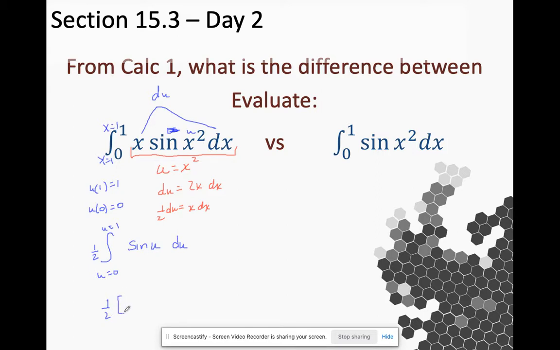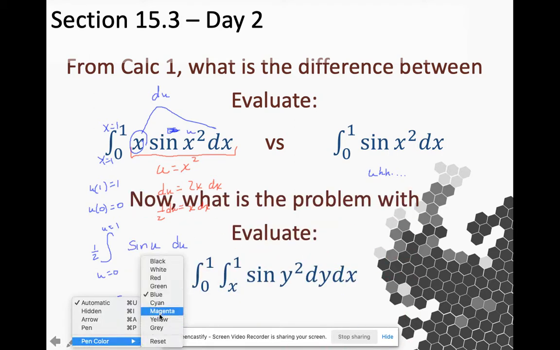So I would get 1/2 cosine u from 0 to 1, blah, blah, blah, right? Do you see the issue here? Right, u substitution is not going to work on the second one. I'm not sure what to do here. This is a problem. But I want you to recognize that what made the difference was having this x out here, right? Because u was x squared. Remember, that's not sine squared x, that's sine of x squared.